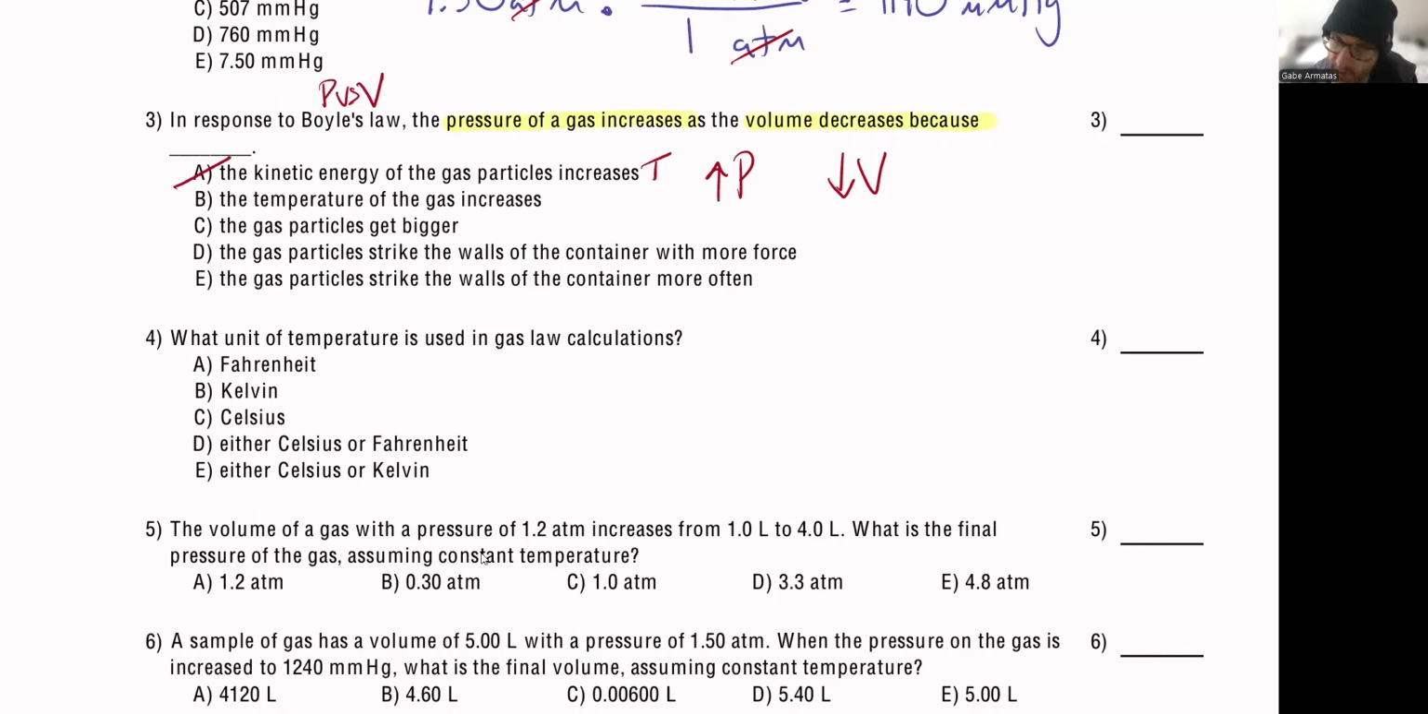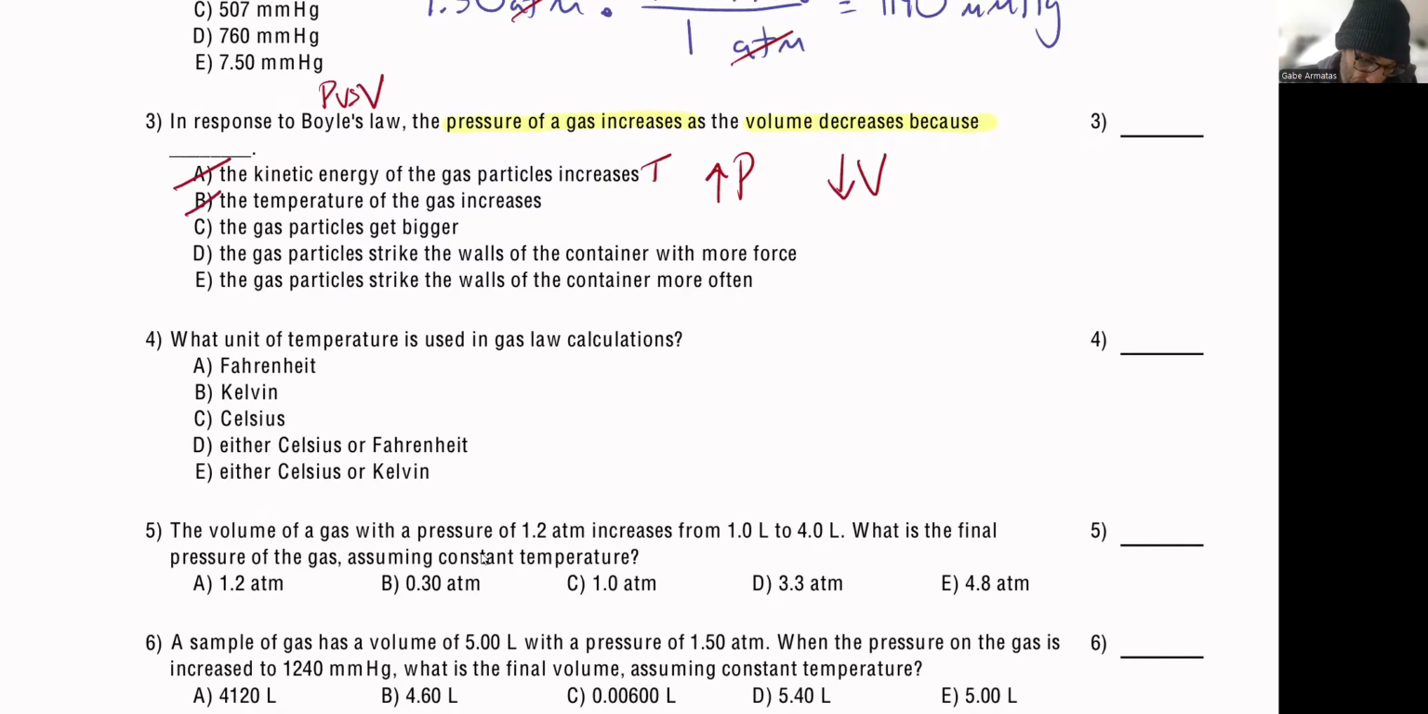The temperature of the gas increases. Nope. Notice there's no mention of temperature here. Temperature is independent of those two. It hasn't been varied at all. There is no change in temperature when you decrease the volume.